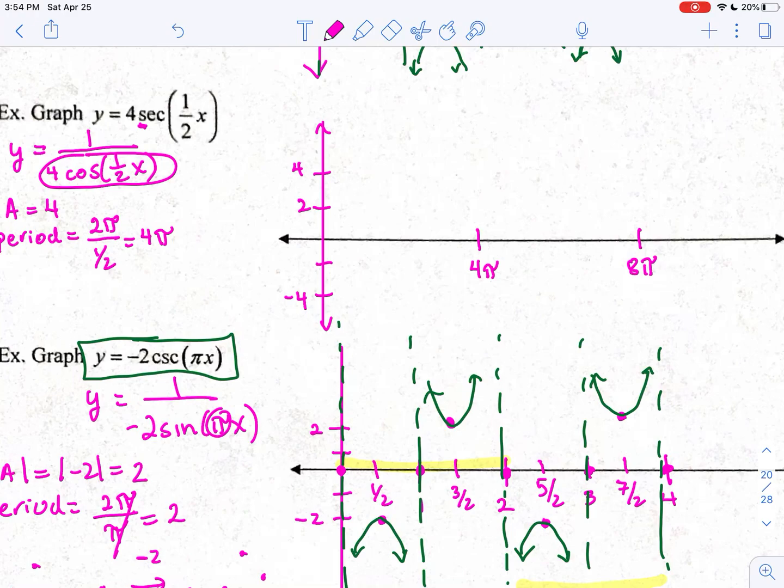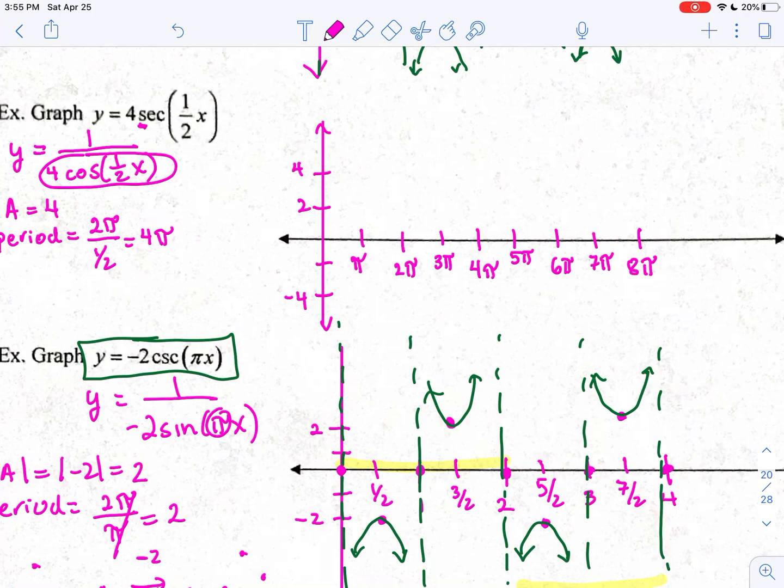And then from there, we're going to divide each cycle into 4s. So if I cut 4 pi in half, that's 2 pi. If I cut 2 pi in half, that's 1 pi. So 1 pi, 2 pi, 3 pi, 4 pi, 5 pi, 6 pi, and then 7 pi, 8 pi.